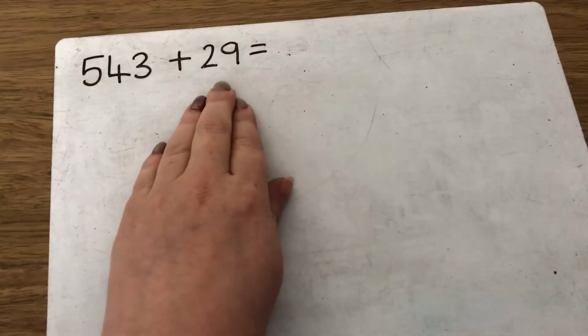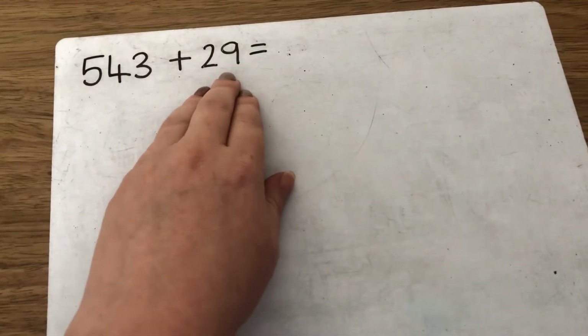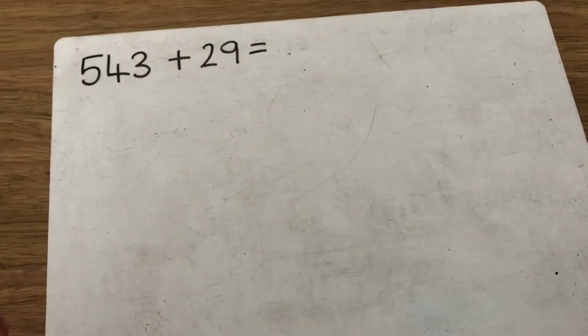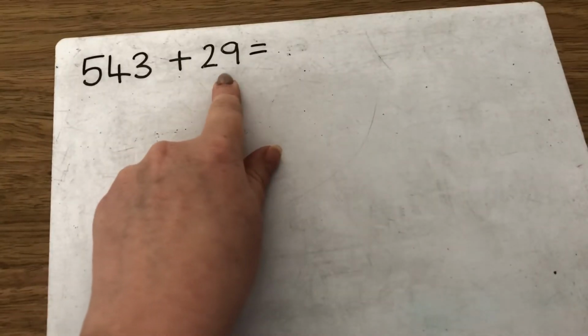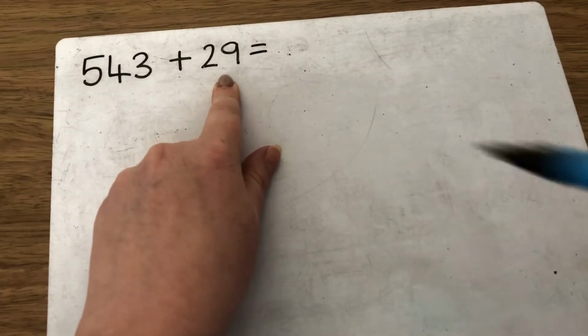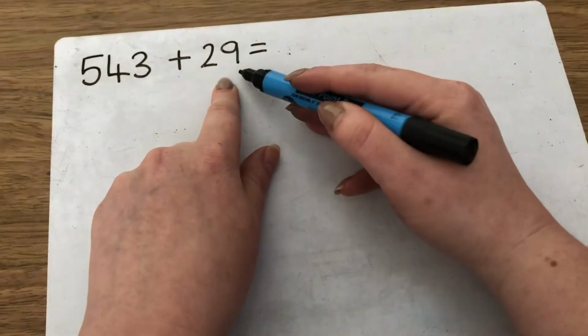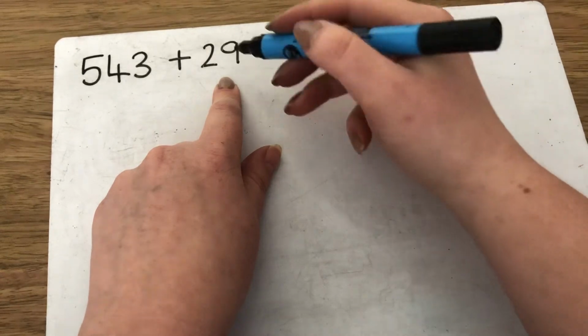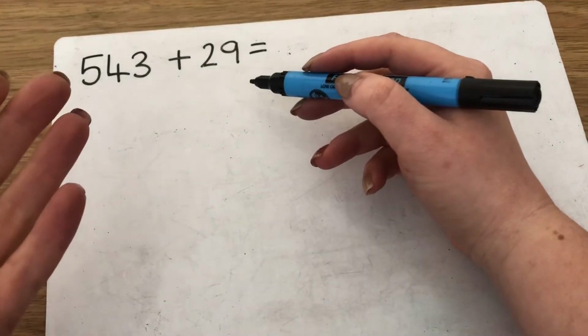Okay, so we're going to add 29. Now we are going to change this number to make it a little bit easier for us to add it. We use the adjustment strategy when the number is really close and near a multiple of 10. The closest multiple of 10 that 29 is close to is 30, and what we've had to do to 29 to get to 30 is add 1.